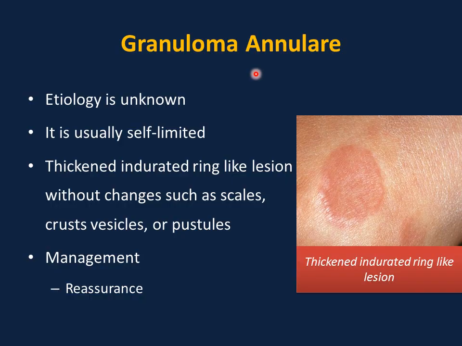Granuloma annulare is very important to know because it can be mistaken for fungal infection or nummular eczema, but there is a big difference. You will see the thickened skin is a ring-like lesion without change or scales. There are no vesicles or pustules. It is very clean, not itchy, and asymptomatic. So this is granuloma annulare. It requires no therapy, no medicine, just reassurance. It will resolve and go away by itself. So the management is reassurance.